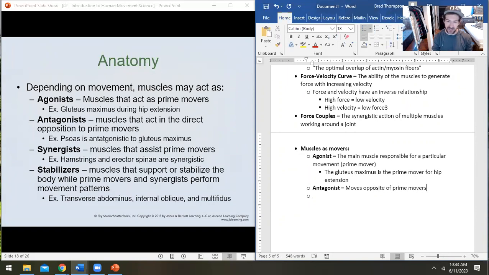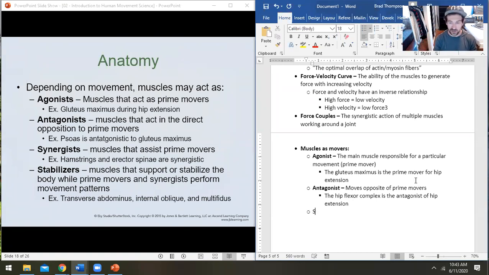Or antagonist, right? It's the opposite of that. So for instance, the hip flexor complex is the antagonist of hip extension. It's in charge of hip flexion instead of hip extension.